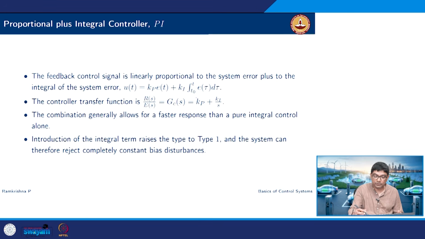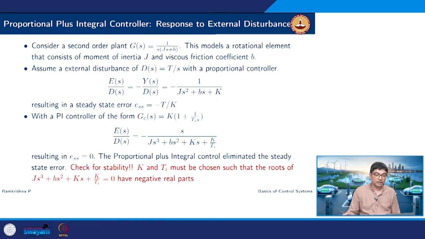Okay, so I have the proportional plus integral. I have the e(t) term and the integral of e(t), resulting in a transfer function for the PI control of the form Kp plus Ki over s. This combination will allow for a slightly faster response, because we know that a little bit of Kp has some influence on the transient response as well. In addition, this raises the type of the system to 1, and therefore it can reject constant disturbances and also track a step reference carefully.